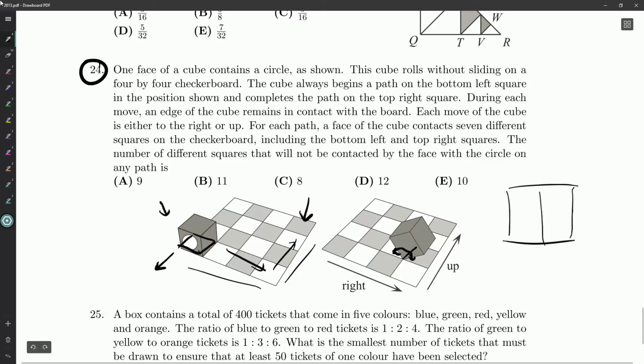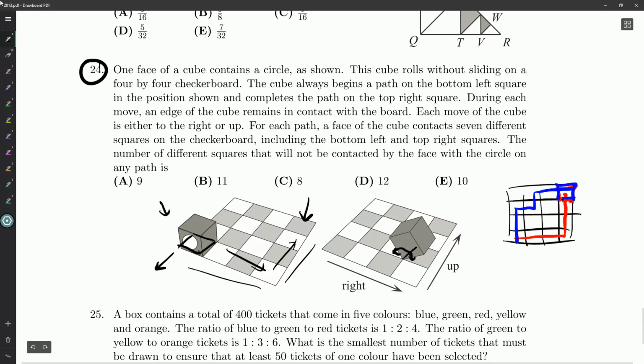Just for example, the cube could go all the way to the right and then all the way up, and then we're at your end square. Or we could do some sort of like up 2, over 1, up 1, over 2, and end there. But as long as we're only moving up and to the right, that's what we've got going on there. All right, for each path, a face of the cube contacts 7 different squares.